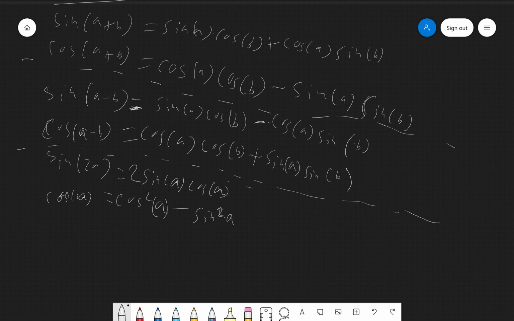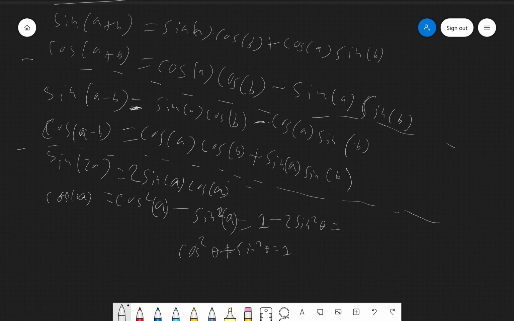So you can use that fact though. You have cosine squared of theta plus sine squared of theta equals 1. So we can subtract sine squared of theta on both sides, and we get cosine squared of theta equals 1 minus sine squared of theta. So we plug that in. We get 1 minus sine squared of theta minus sine squared of theta. So that's 1 minus 2 sine squared of theta.